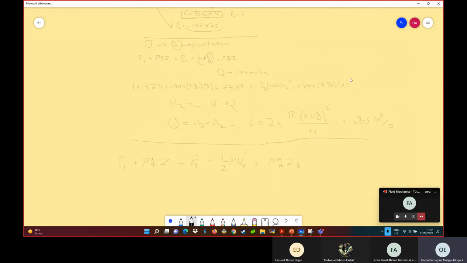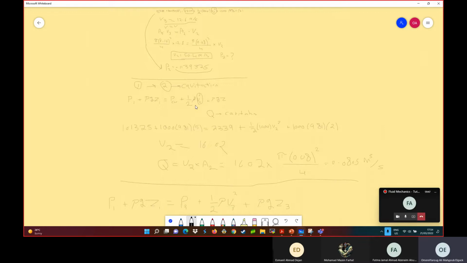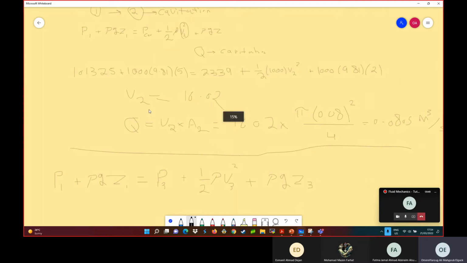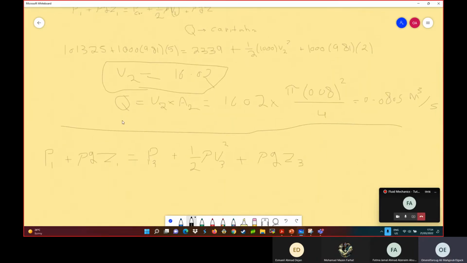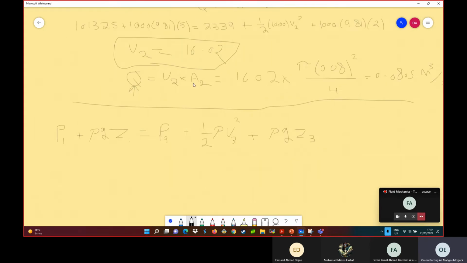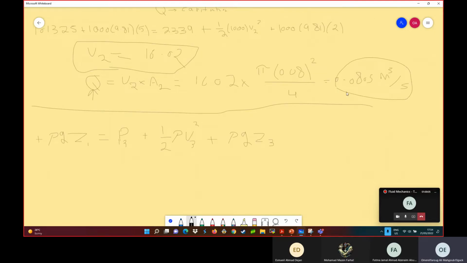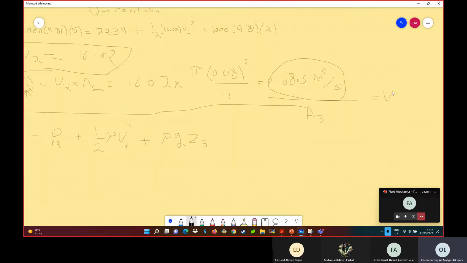Now you have the velocity. Where did we calculate it? Oh no, we didn't calculate. We have V2. We can apply the continuity equation because, as I said, assume you are applying the same volumetric flow rate. So you have the velocity and you have the area at point 2. You can find the volumetric flow rate that we just found here, and divide this volumetric flow rate by A3 to find V3.